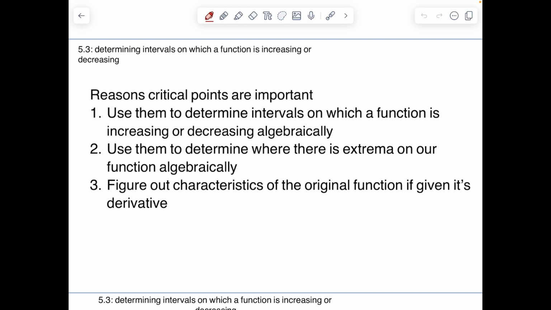And so the last notes we had, we were talking about critical points. And so here are some 3 reasons why we need to know critical points. We didn't talk about this in the last notes, but these are why they are important. Number 1, we can use them to determine intervals on which a function is increasing or decreasing algebraically, which is what we're doing today. Number 2, we can use them to determine where there is extrema on our function algebraically, so that's what we'll do later this week. And then number 3, we'll figure out characteristics of the original function if given its derivative. So basically, critical points help us figure out what's happening on the original function.